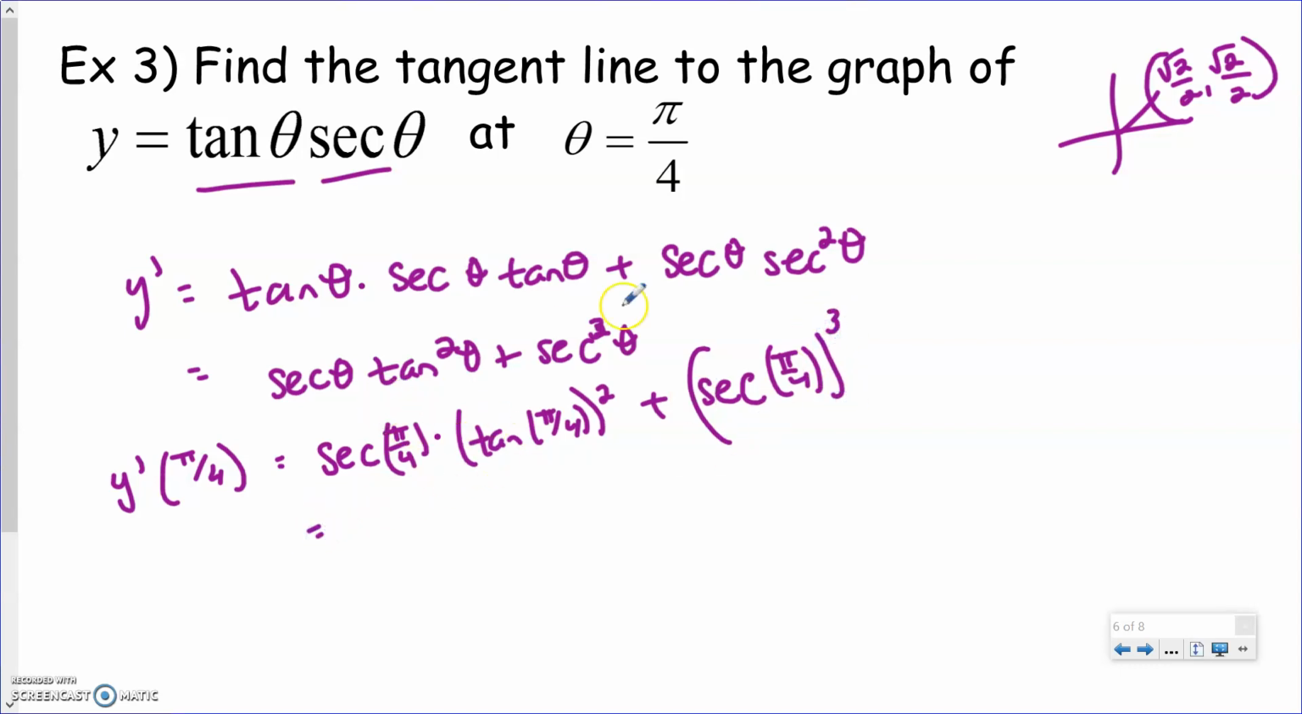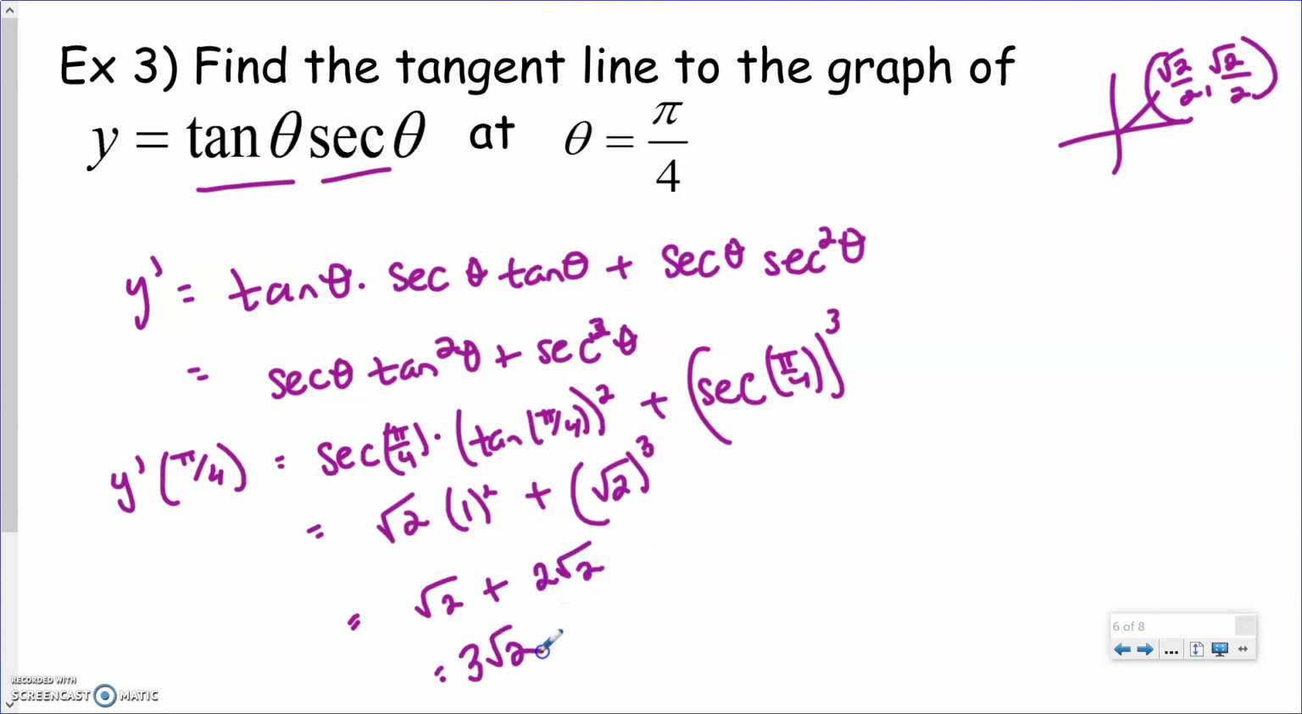So at pi over 4, secant is the reciprocal of cosine, which is really just the square root of 2. And tangent of that angle is 1. And so the secant to the third is square root of 2. Sorry, to the third, not squared. So I get the square root of 2 plus 2 square roots of 2, which is 3 square roots of 2. So that's our derivative at the point.